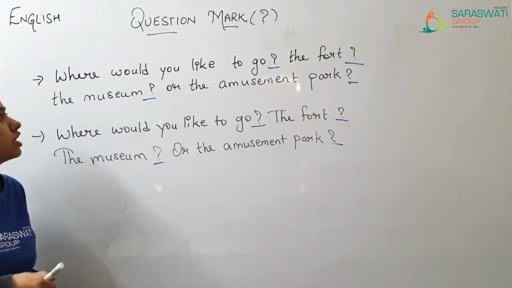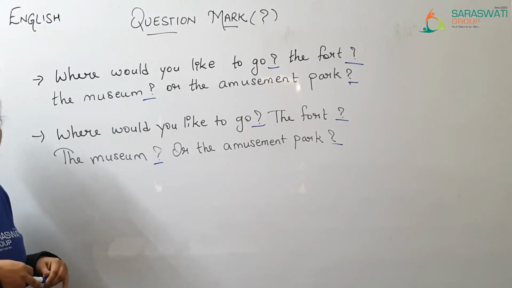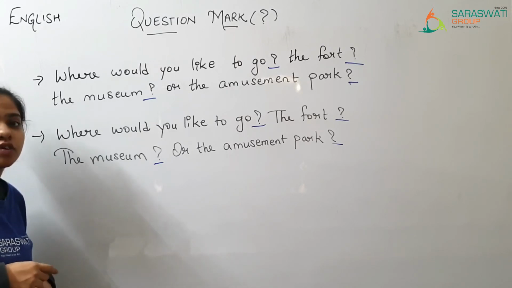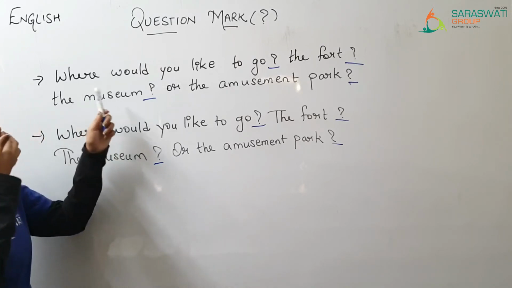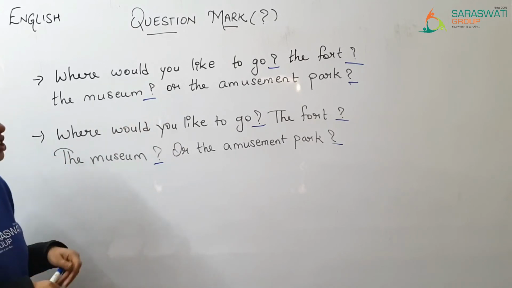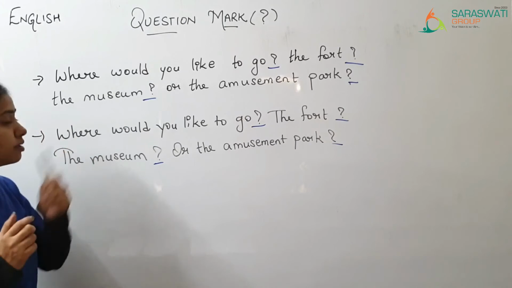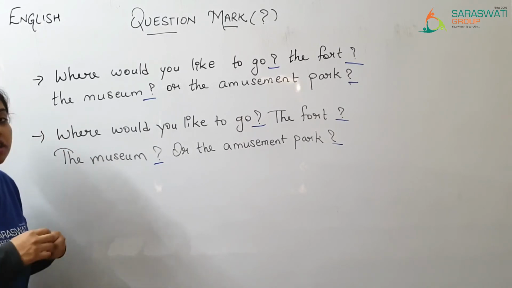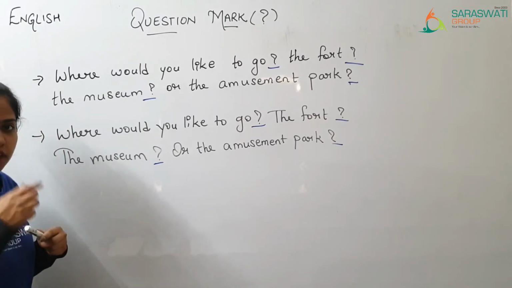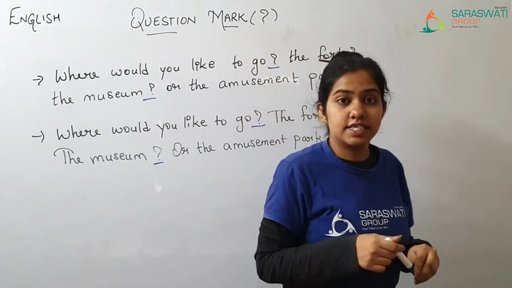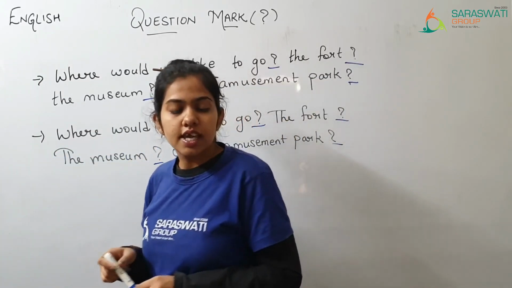Let me tell you. This kind of sentences are known as series of questions. Right? Series of questions in a sentence. यानी कि एक ही sentence में कई सारे questions आ जाते. Then where would you like to go? The fort? Question mark. The museum? Again question mark. Or the amusement park? Again question mark.